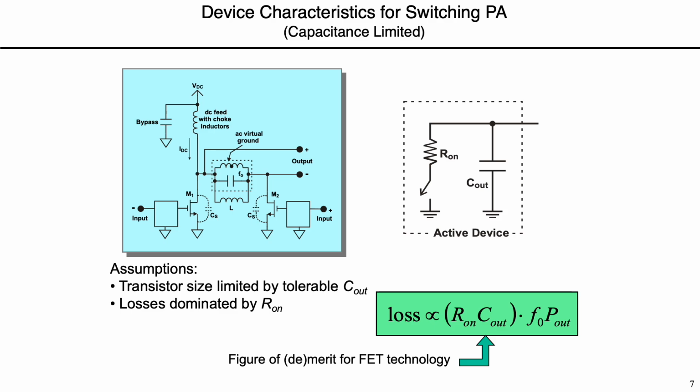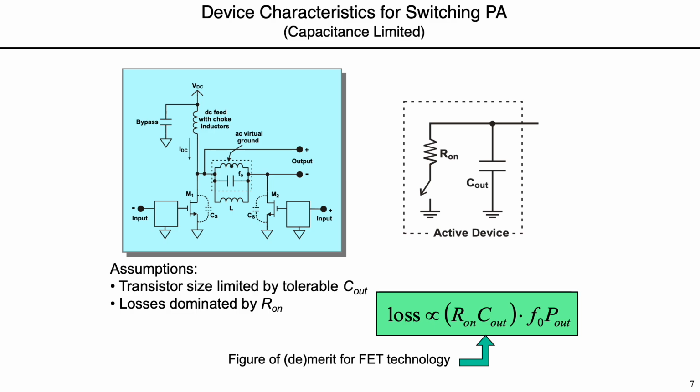And C out would be doubled. But there's one thing that doesn't change, which is the product of these two, the RC product. So the RC product is independent of the size of the transistor, and therefore can serve as a figure of merit, because you want it to be as small as possible, right?